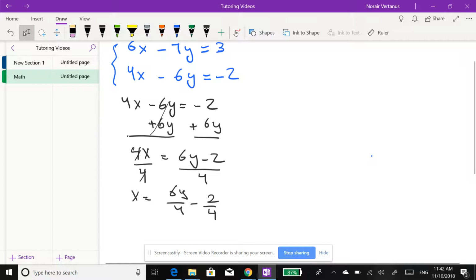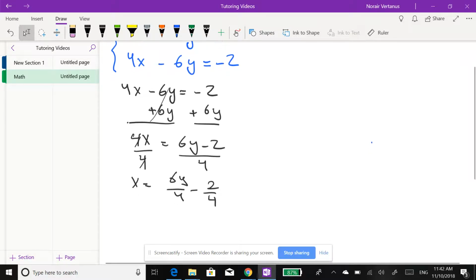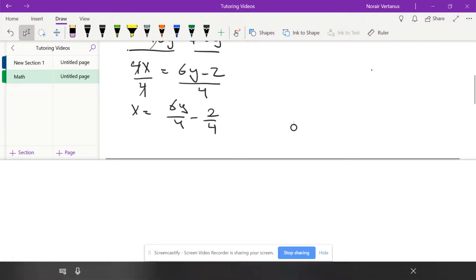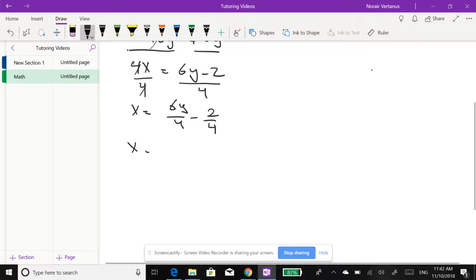Sometimes students skip that step and make mistakes on simplification. If I simplify it further, x equals 3y over 2 minus 1 over 2, because 6 divided by 2 is 3, 4 divided by 2 is 2, 2 divided by 2 is 1, and 4 divided by 2 is 2. So that's how I'm going to get this equation.